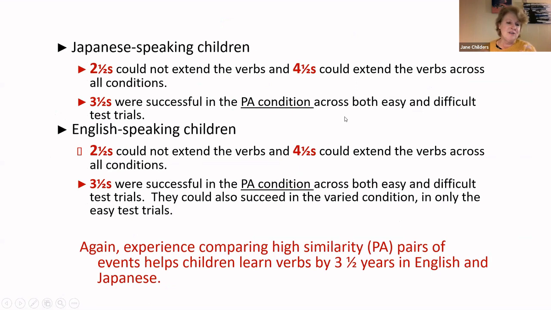So across these 2 language groups, they're similar in that both the 2.5-year-olds fail and the 4.5-year-olds can do it. And the 3.5-year-olds in both language groups are benefiting from progressive alignment. So progressive alignment can help children learn verbs and extend verbs really by 3.5 in both languages.